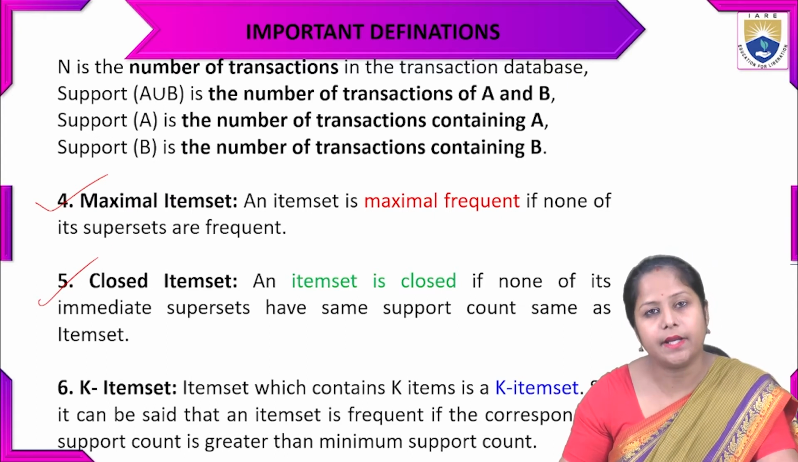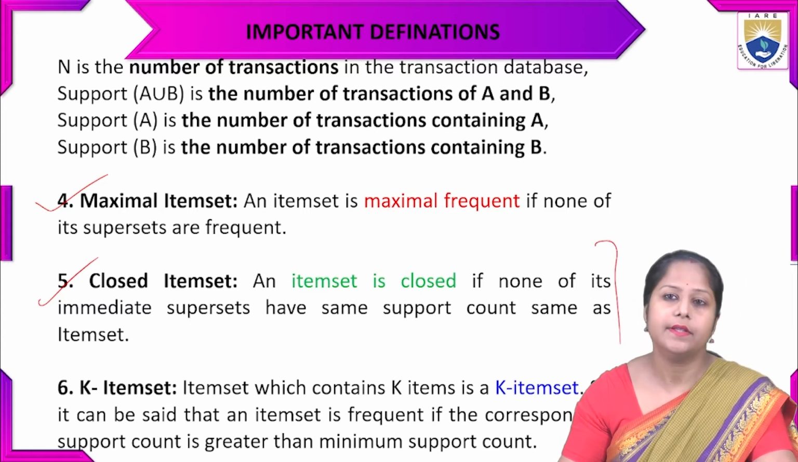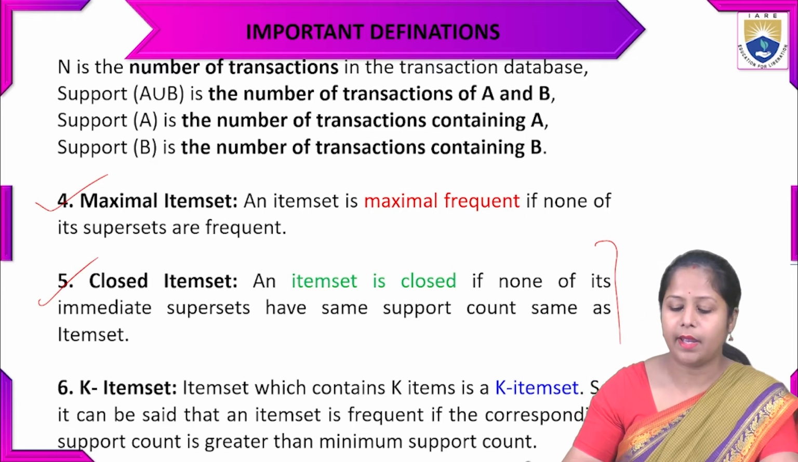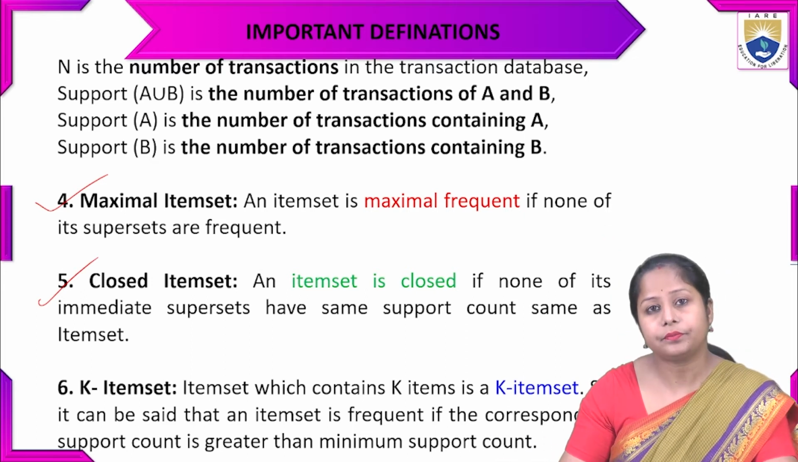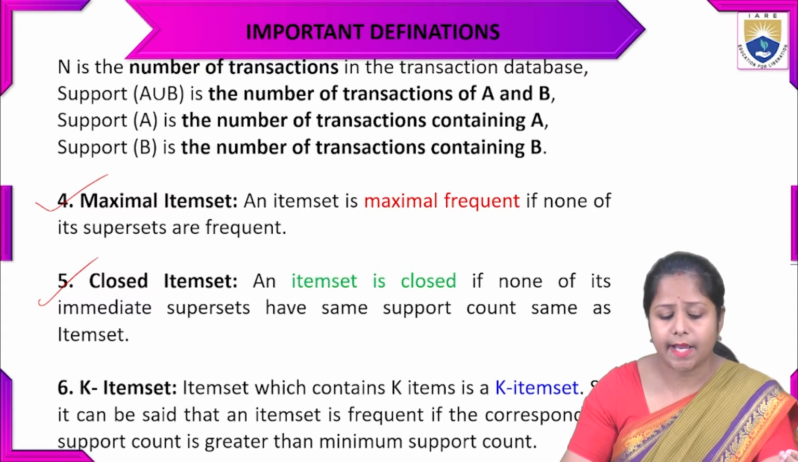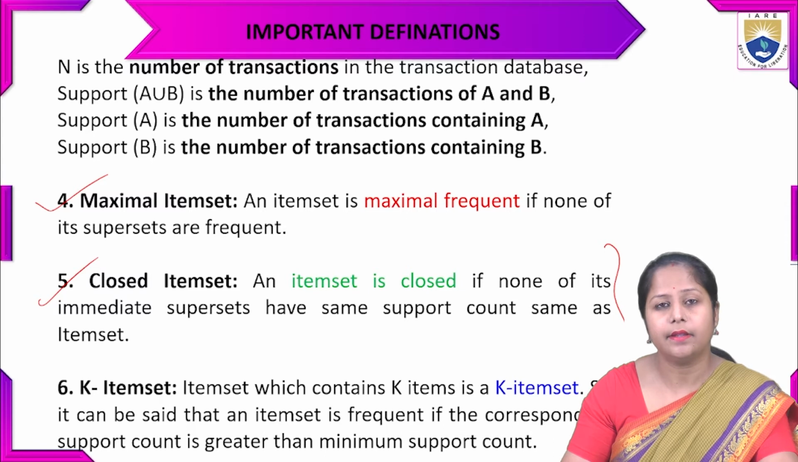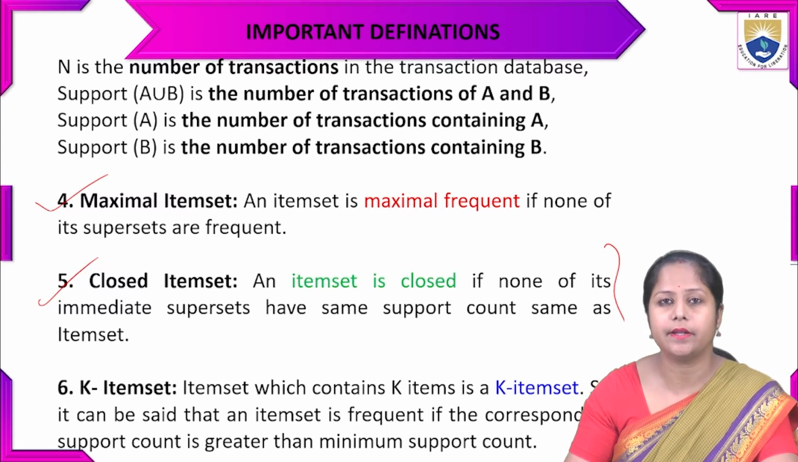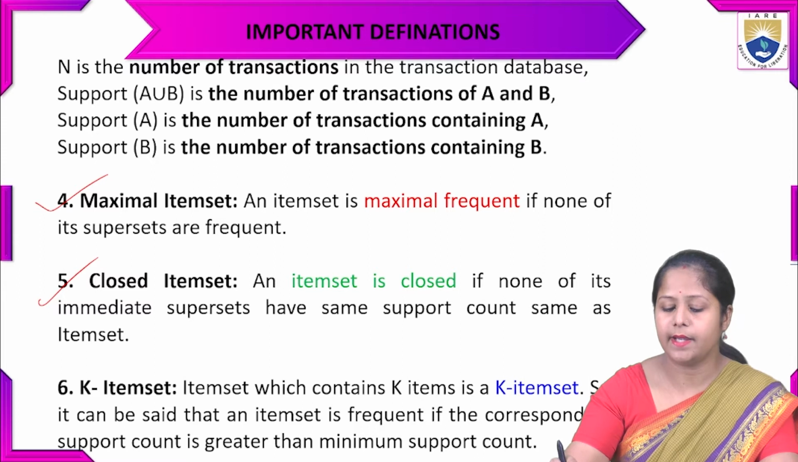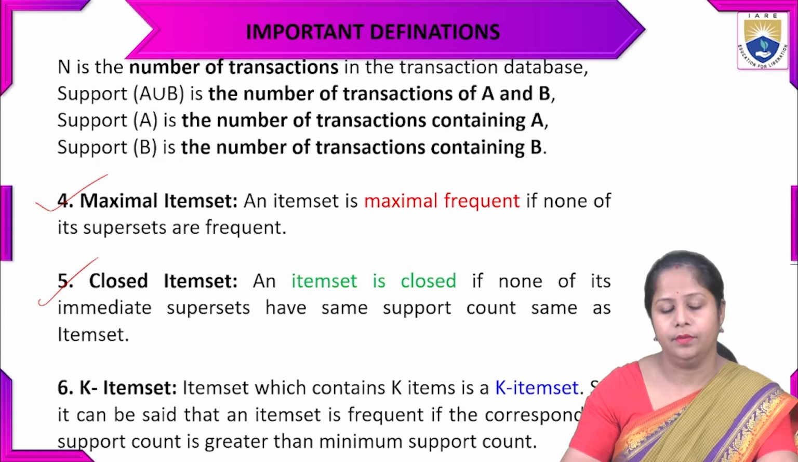Next term is closed item set. An item set is closed if none of its immediate supersets has the same support count as the item set. So what is the support count for the superset? If it is not the same as the item set's support count, then we get a closed item set. The rule tells that an item set is closed when no superset has the same support count as the item set, right?